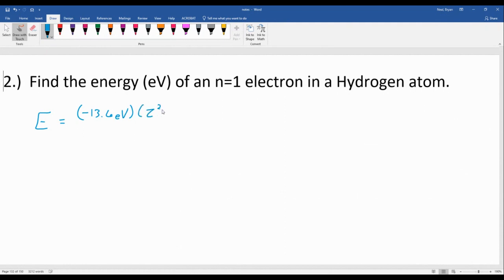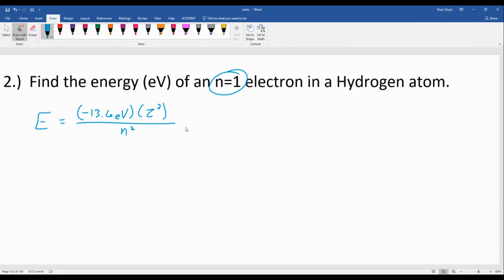Then we've got Z squared over n squared. So technically this is useful for hydrogen or hydrogen-like atoms and is reasonably accurate for a lot of stuff. n just has to do with the particular state of the electron. So it can be 1, 2, 3, 4, 5, 6, 7 for different excited states. It basically means electrons that have taken energy and jumped up to a higher state.